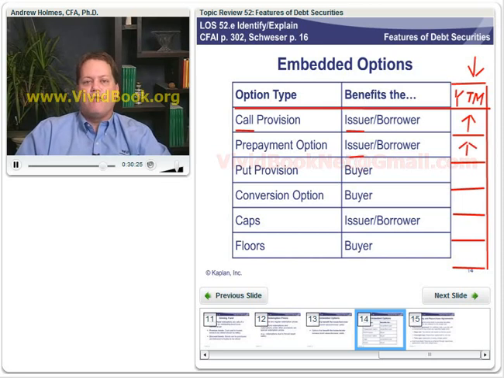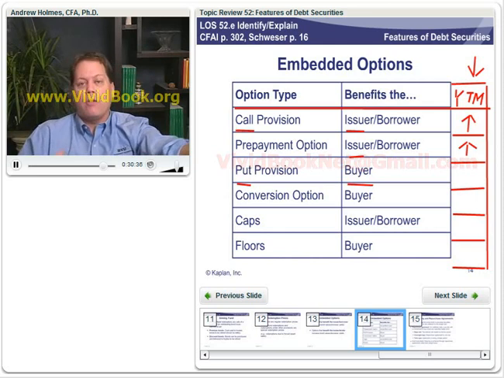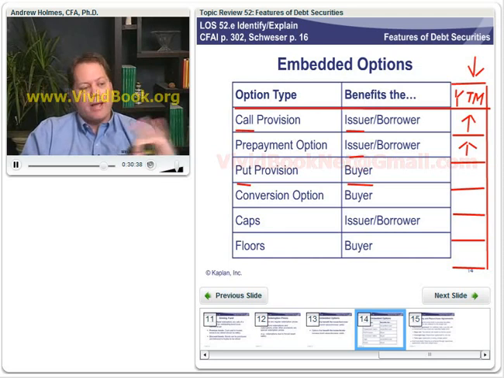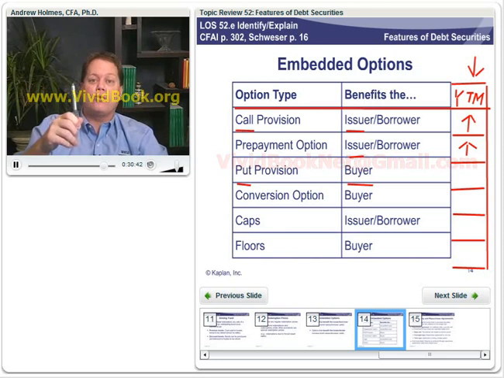The put provision, however, is issued for the benefit that accrues to the buyer. So if I'm the buyer, I have the right to put the bond back to the firm. Let's call it at par value. So I can always give the bond back to the firm and get my $1,000 back. So if interest rates go up, then I can put the bond back to the issuer, get my $1,000, and buy bonds that have a higher yield. Well, that's good for me. So in order to get that, I'm going to have to give up some return. So we'll have a lower yield there.